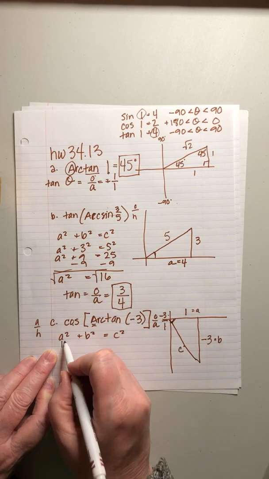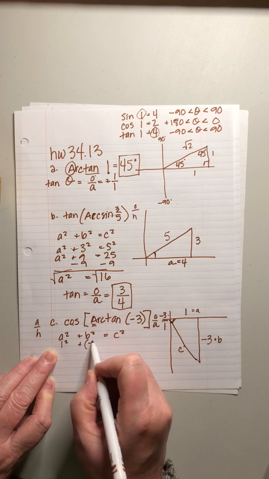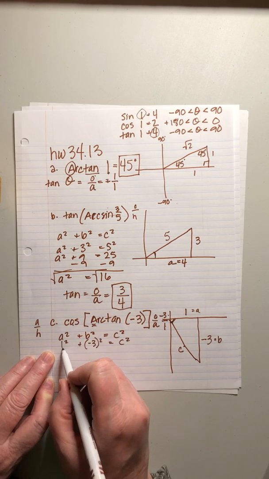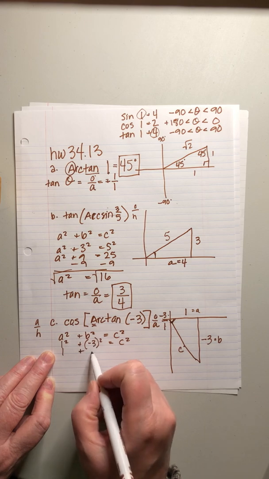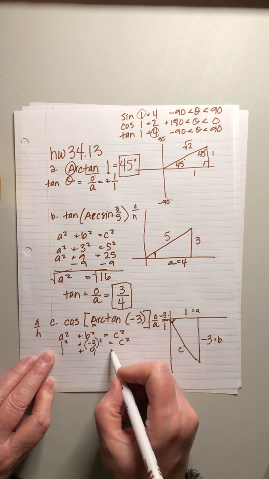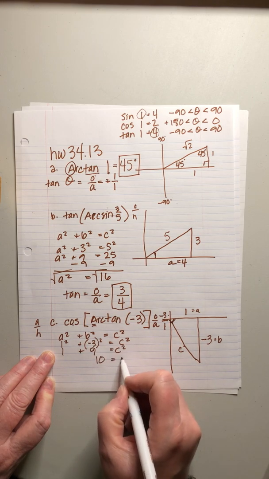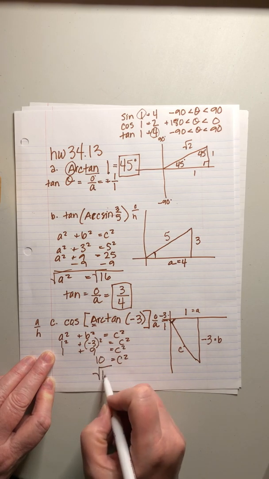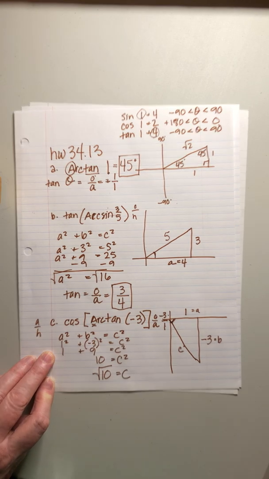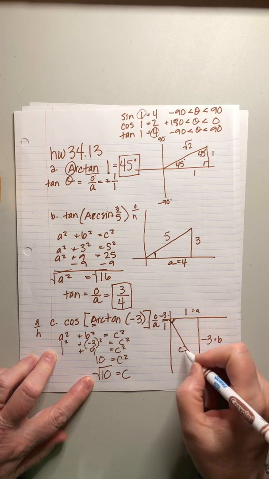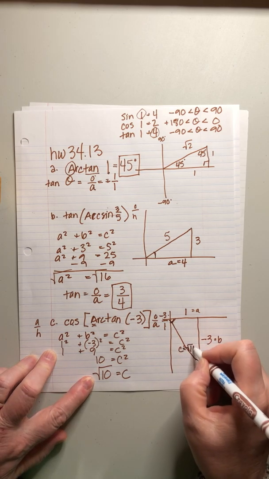So this is going to be 1 squared plus -3 squared equals C squared. That'll be 1 plus 9, right? And that equals C squared. And so we have 10 equals C squared. And so square root of 10 equals C. Make sense? Hypotenuse, we always use a positive value. We don't worry about negative signs. So this equals square root of 10.